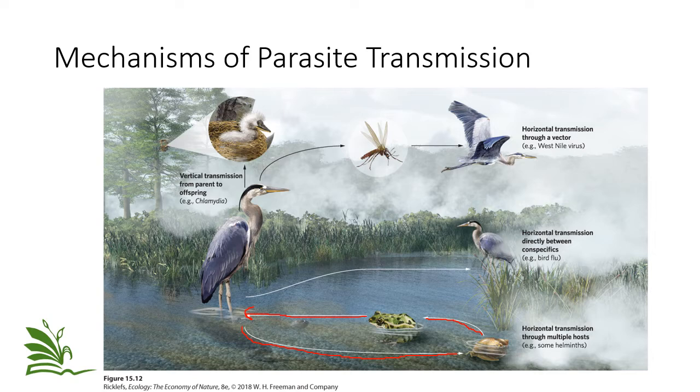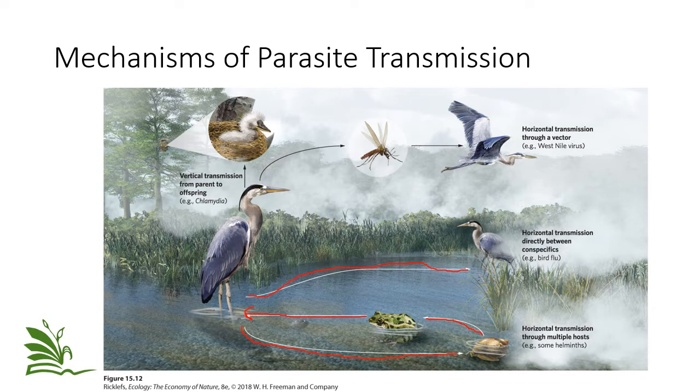The other thing that horizontal transmission could be is within a species. So horizontal transmission could occur between individuals of the same species as long as they are not parent and offspring. So they could just be hanging out in the same spot, and then we end up seeing the transfer of, say, bird flu.